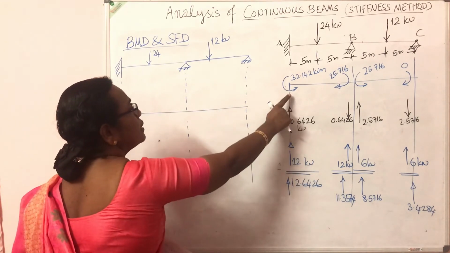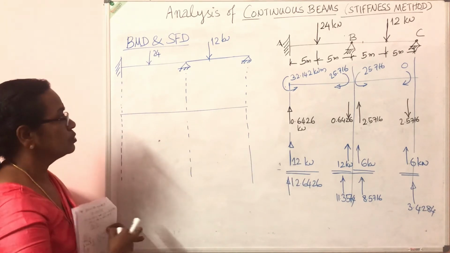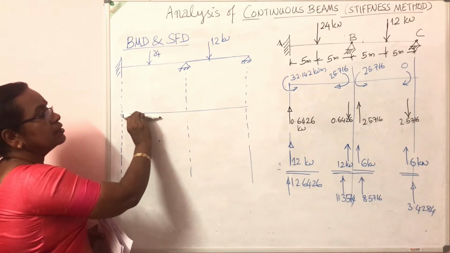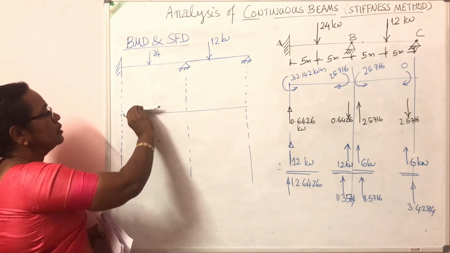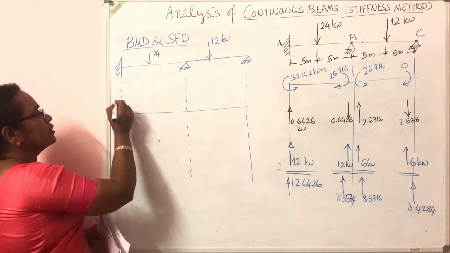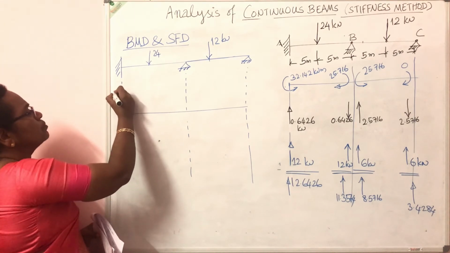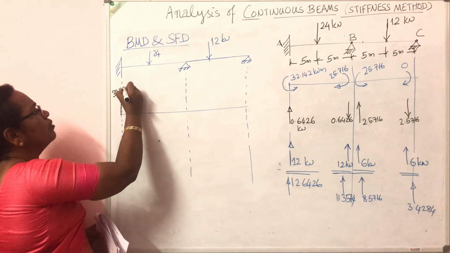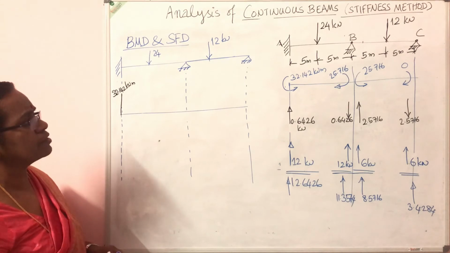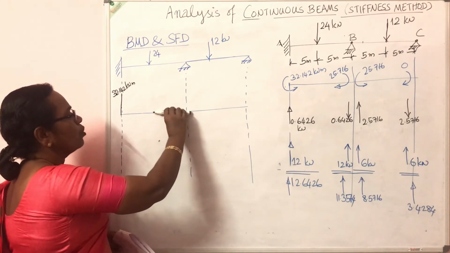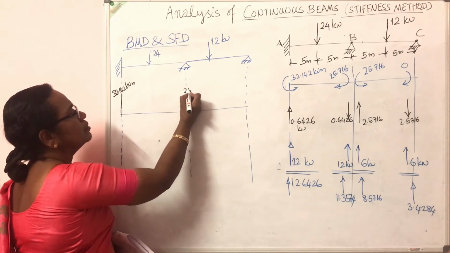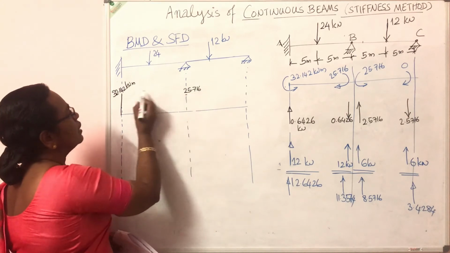At point A, MAB is minus 32.142. So A to B, you place the pen like this. Minus means anti-clockwise moment, so you rotate it in the anti-clockwise direction. So 32.142, you have to mark here, 32.142 kilonewton meter. MBA is 25.716 clockwise, so B to A clockwise. So just connect 25.716.